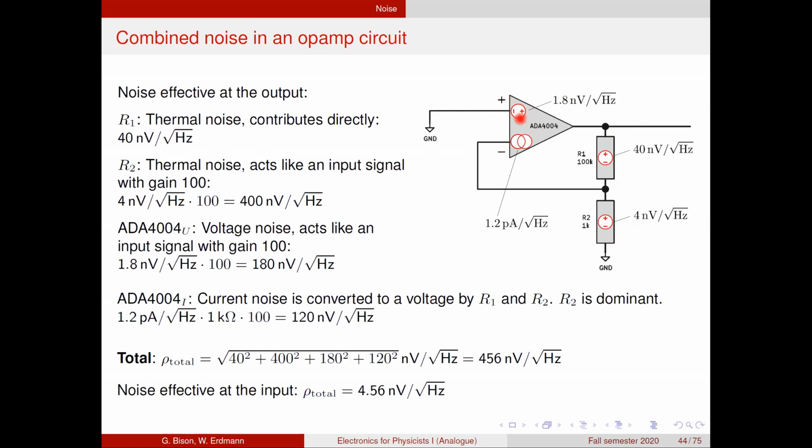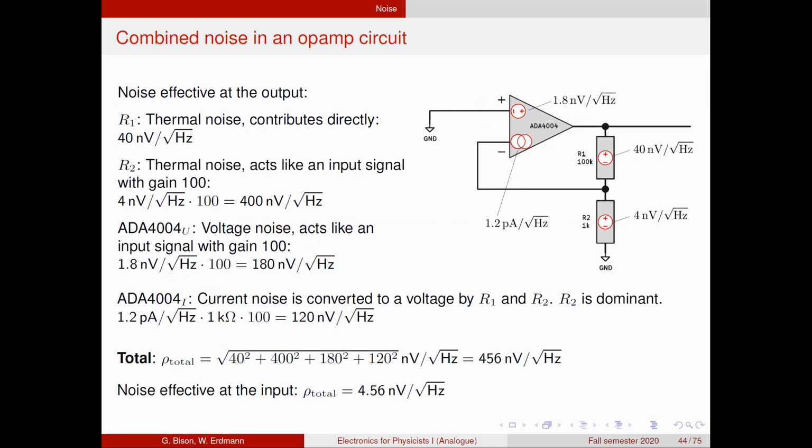And this is also a signal that is on the input. If we look at this as a non-inverting amplifier, then the voltage signal that we have here is an input signal, so it gets amplified by a factor 100 again. And so we have to count 1.8 nanovolts per root hertz times 100, 180 nanovolts per root hertz.